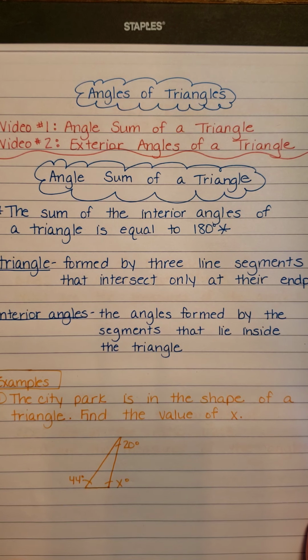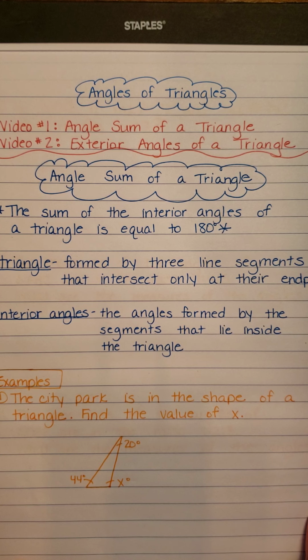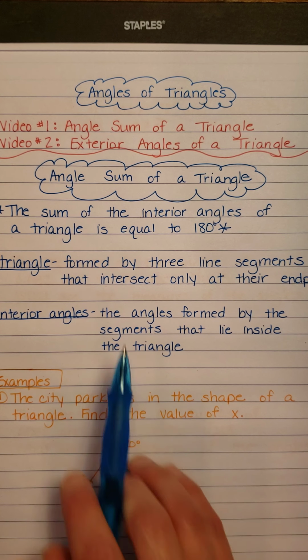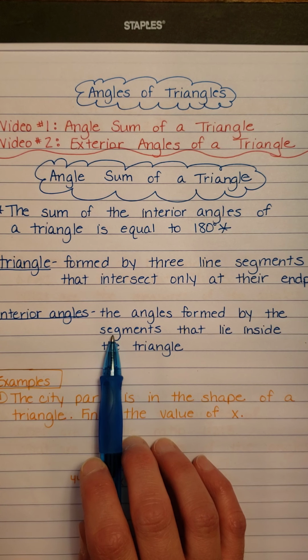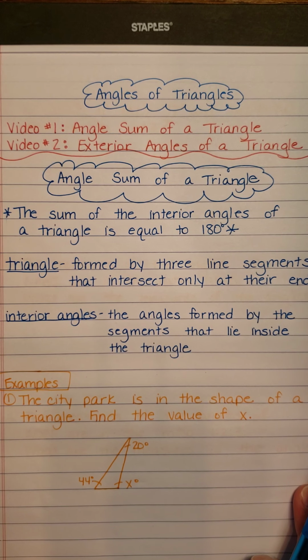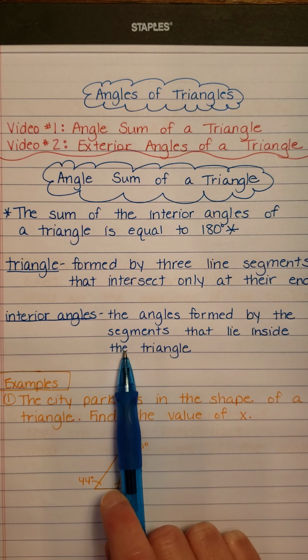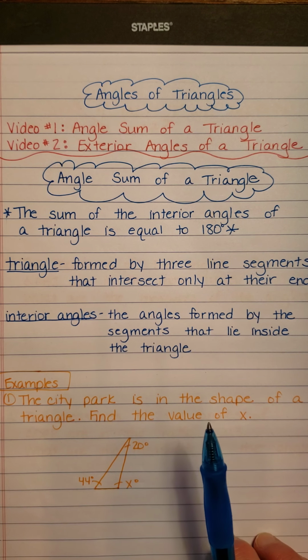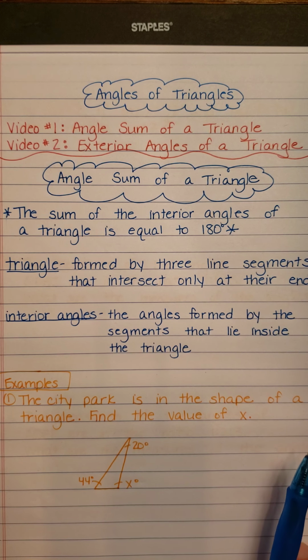So just a few things to go over. A triangle is formed by 3 line segments that intersect at their endpoints. So that means that a triangle has 3 sides and 3 angles. The angles on the inside of the triangle are referred to as interior angles. Okay, so interior angles are the angles that are on the inside of the triangle. So they are formed by the segments that lie inside the triangle.